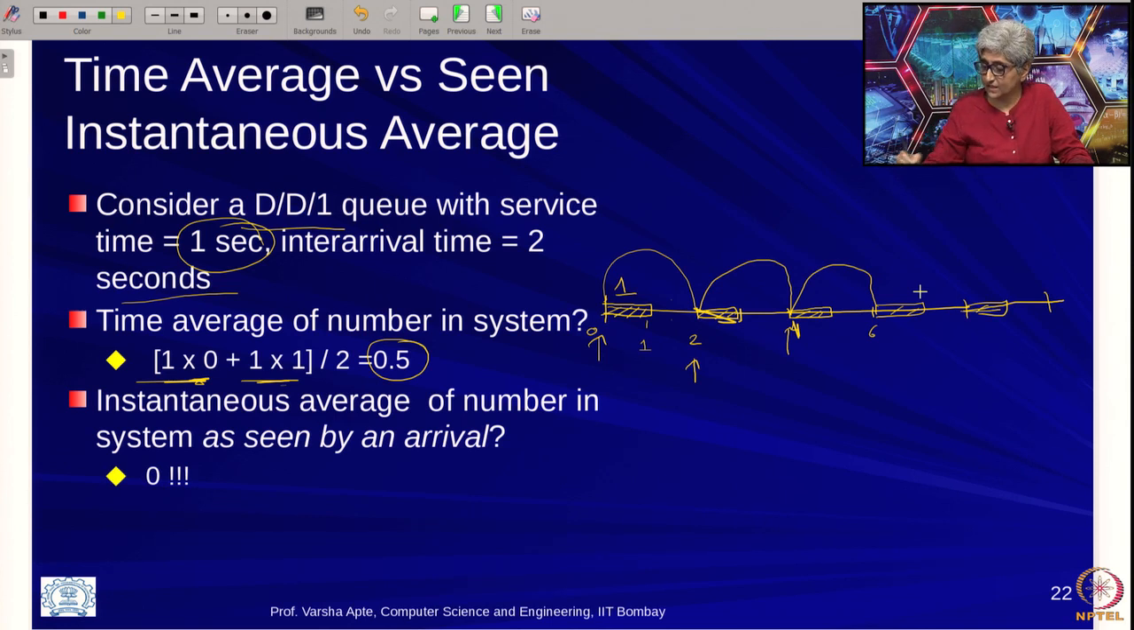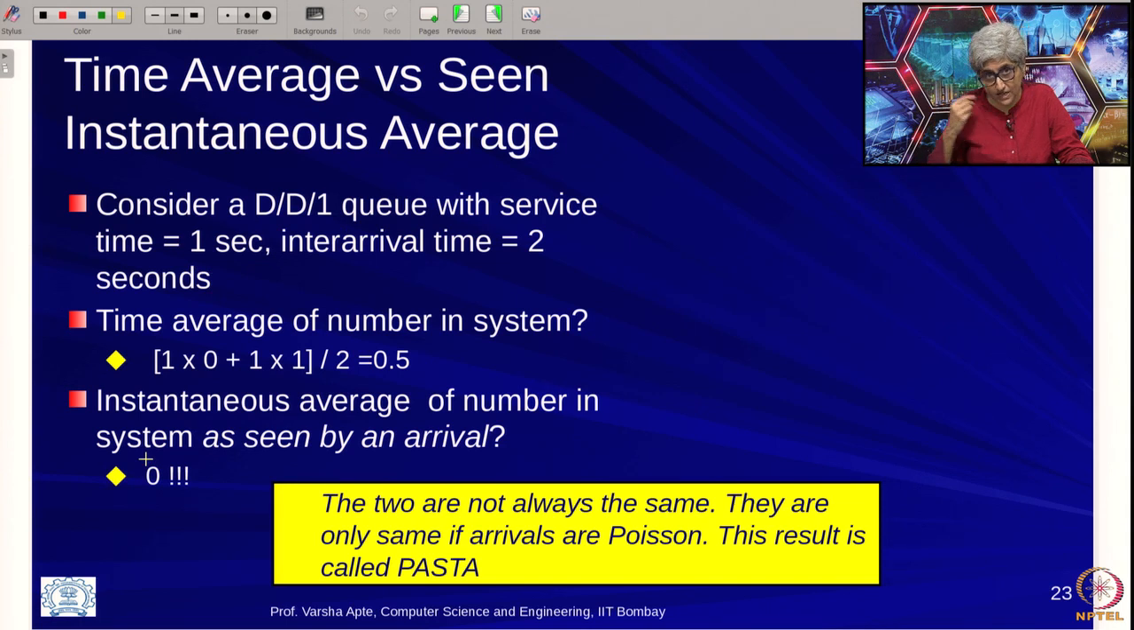But what is it that is seen by arrivals? What does this request see? It sees 0 customers. What does this request see? It sees 0, here also 0, here also 0. So, every arriving request always sees 0 in the system, okay. So, the time average and the instantaneous average as seen by an arrival are not the same, and they are only the same if the arrivals are Poisson, and this result is called PASTA.